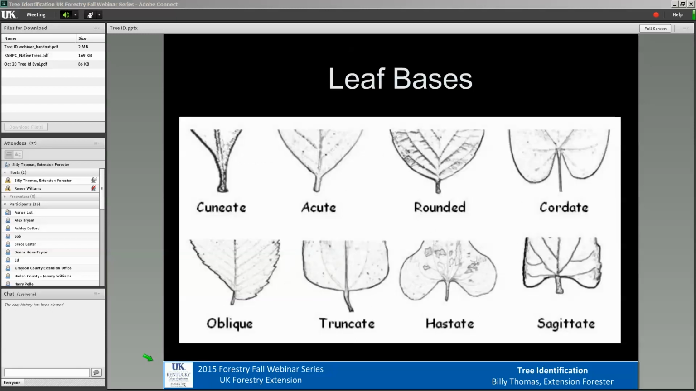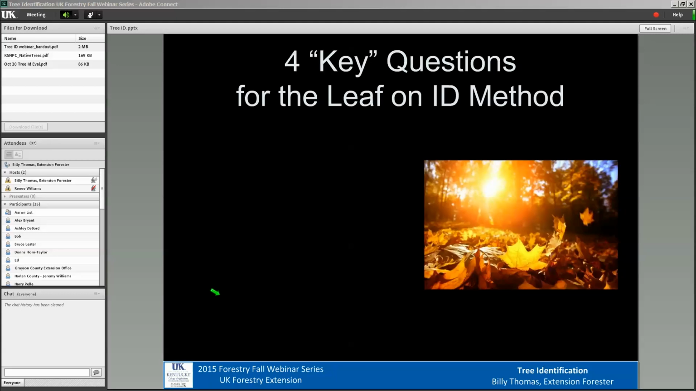And the other thing are the bases, and really what we're talking about is this area down here, how it connects to this little petiole. Sometimes it'll be quite distinctive, like in this cordate shape. Other times not so much. Sometimes it's uneven, and that can be a clue. Again, each one of these little things that I've been talking about provides us a clue as to what tree we're identifying. So pay attention to these because they will be quite useful as we go.